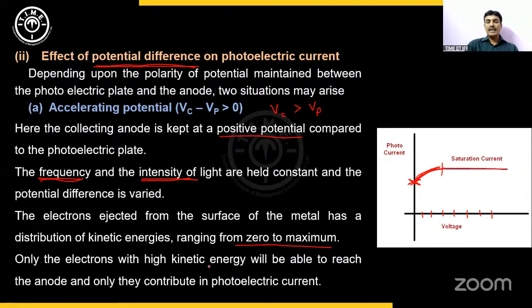Only the electrons with high kinetic energy will be able to reach the anode, and that contributes to the current here. Upon increasing the potential, the remaining electrons, the electrons with low kinetic energy or even zero kinetic energy, are accelerated towards the anode, constituting photoelectric current. When all the electrons are collected by the anode, even the electrons with zero kinetic energy, there is no further scope for the increase in current. The same current will be maintained.